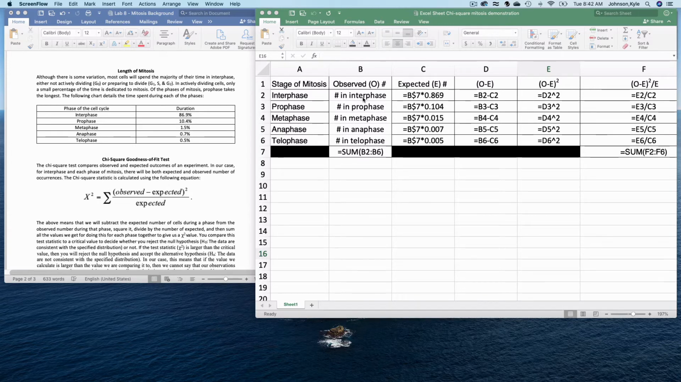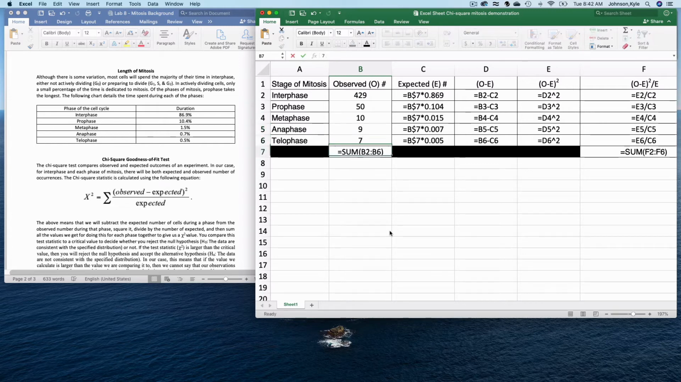In the observed number, you're going to type in the number of cells that you observed in each of the phases. So let's say that for interphase, we counted 429. In prophase, we counted approximately, let's say, 50. In metaphase, let's say that we saw about 10 in that phase, let's say 9 in anaphase, and let's say 7 in telophase. Then you're going to need to sum those up.